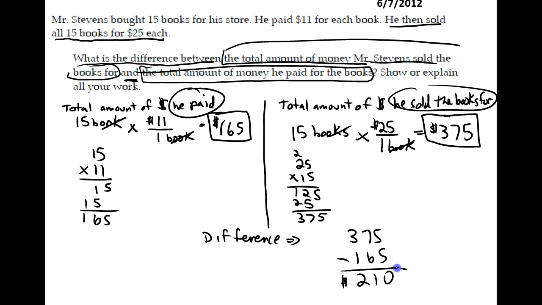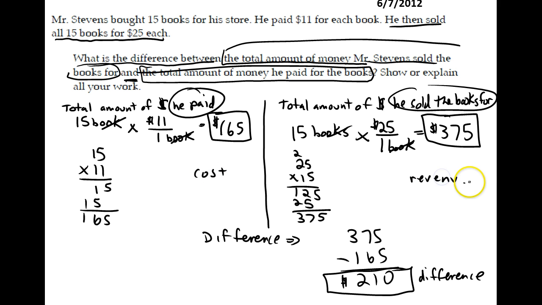That's the amount of money, basically, that he got to put in his pocket. He paid $165. He sold them for $375. This is the answer. This is the difference. That's how much money he made. It's called profit. This is called cost. This is called revenue. And this is called profit.